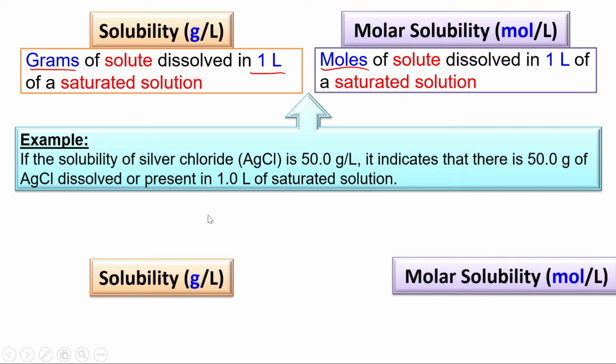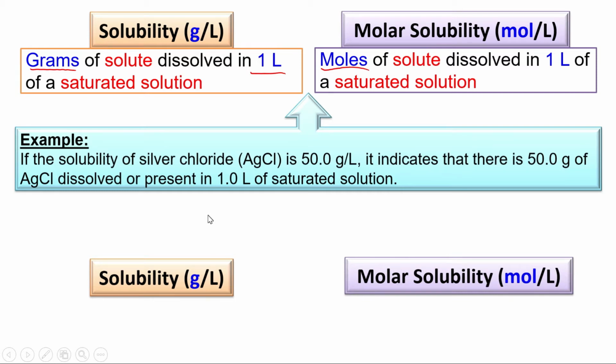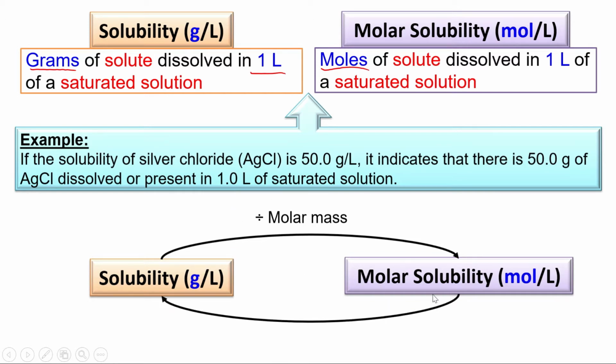You should know that solubility and molar solubility are interconvertible. But how? Yes, by using the molar mass. If you would like to convert solubility into molar solubility, you just have to divide by the molar mass. Meanwhile, from molar solubility to solubility, you just have to multiply by the molar mass. Simple.